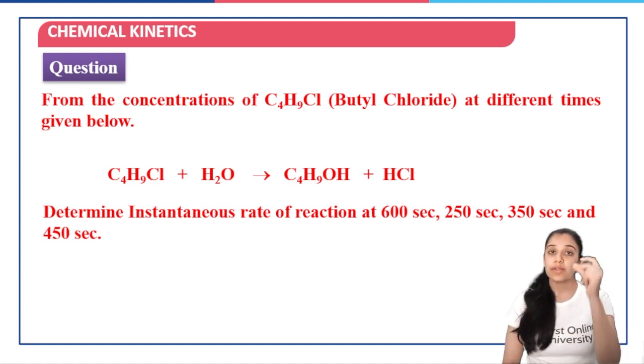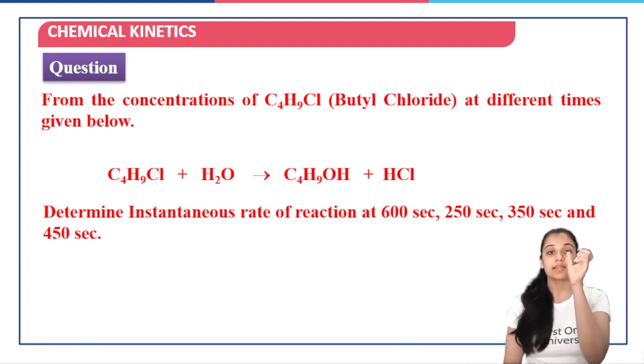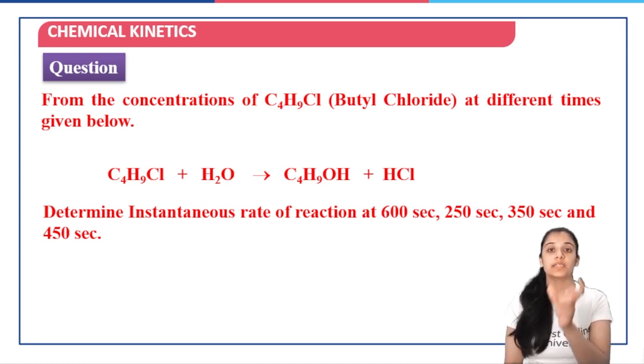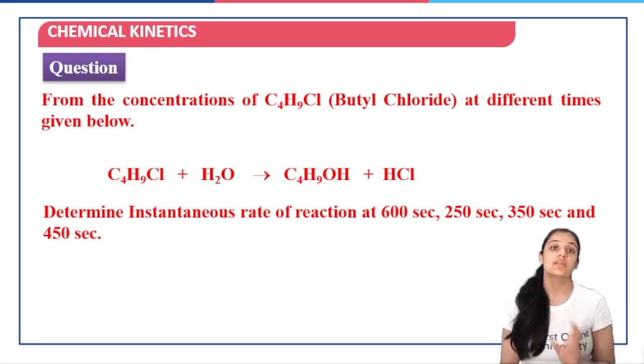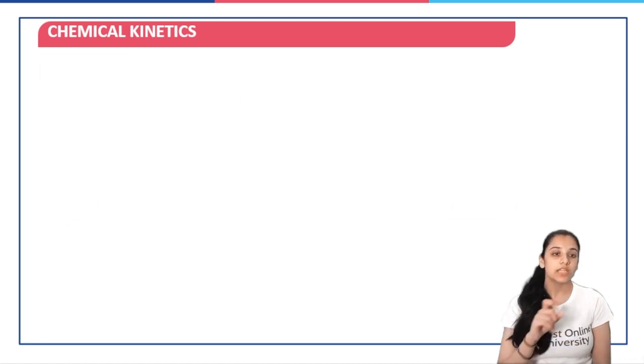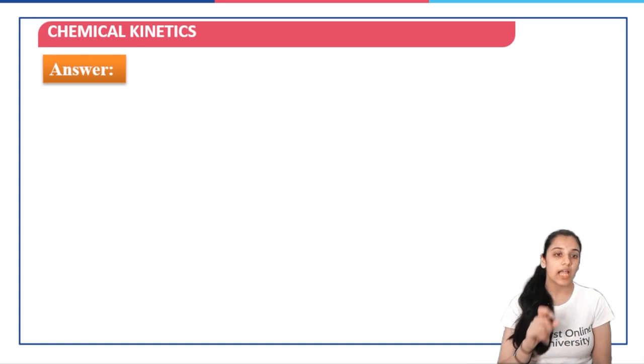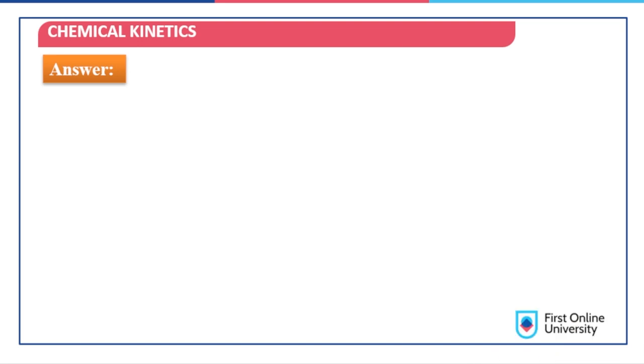No, you have to calculate the instantaneous rate, meaning once the reaction has started taking place, what is going to be the rate at the 600th second, and so on. So how would you do that? Again, the table remains the same. See, this is an instantaneous rate based question. This is the first one, so I'm going to solve it for you first.